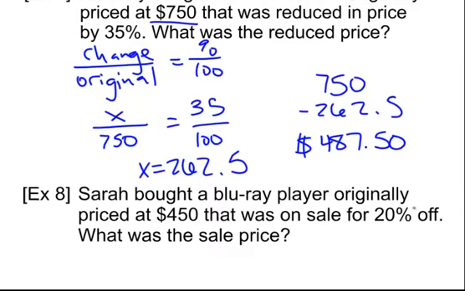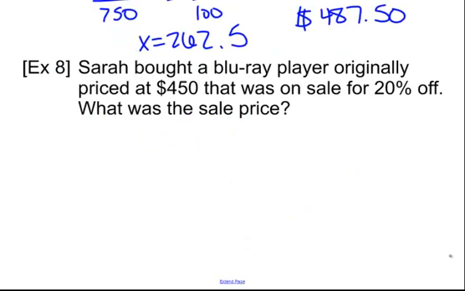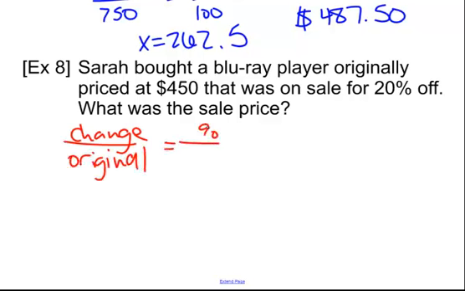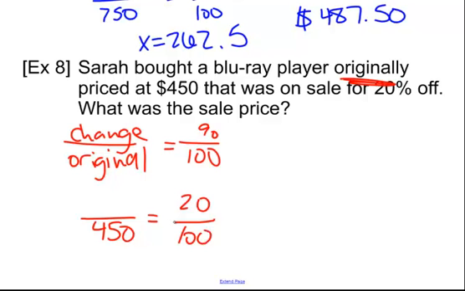Okay, welcome back. Sarah bought a Blu-ray player originally priced at $450 that was on sale for 20% off. What was the sale price? Again, change over original equals percent over 100. So let's start filling this in. Sarah bought a Blu-ray player originally priced at $450. So that's our original. The sale that was on sale for 20% off. So 20% off, that's the change. It changed by 20%, and we have to figure out what that change is.